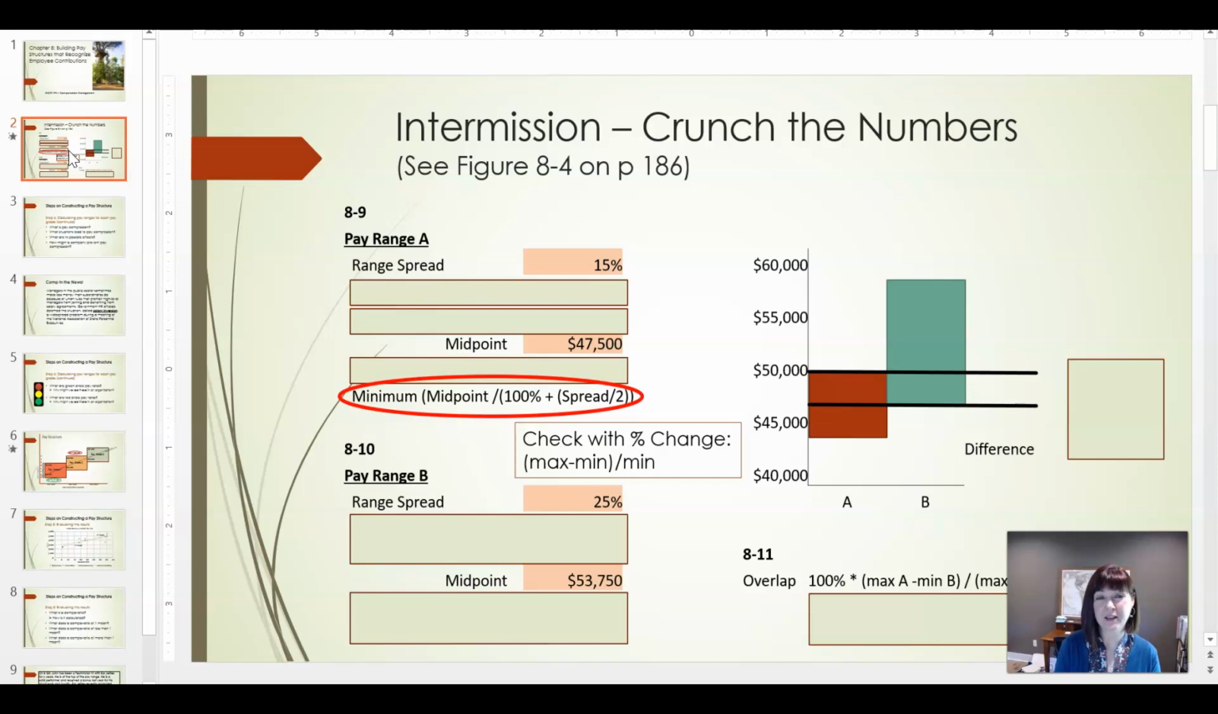They give us that the midpoint of this particular range is 47,500, and the range spread is 15%. They want to know the minimum and the maximum. If you go to page 186 in your book, I see figure 8-4, and it gives you the steps you need to take to calculate these things. The first step is what's circled here, this midpoint.